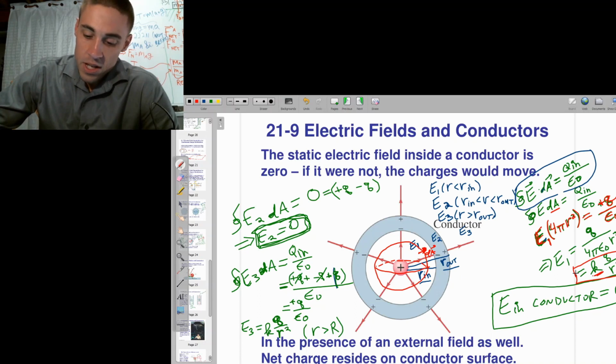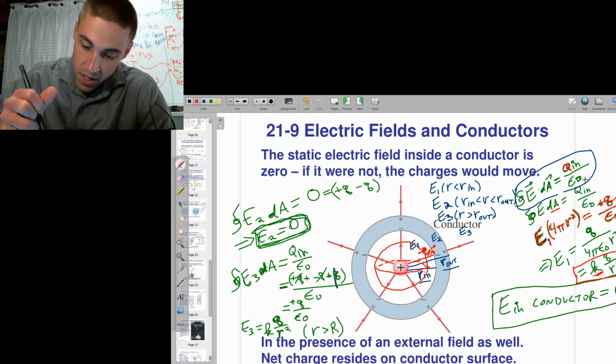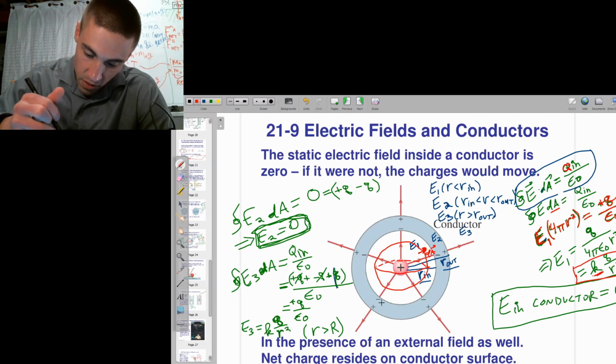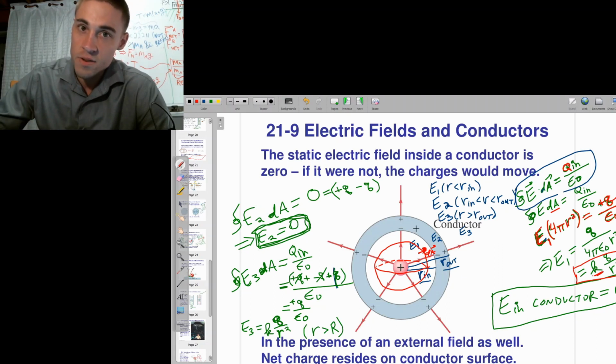But what's different about this is, just note, according to Gauss's law, the electric field only depends on Q inside of the surface. So even though all of this negative charge is going to pile up on the inside of the conductive shell, that's not going to affect the electric field at all. Okay, let's talk about that charge that piles up on the inside of the conductive shell and the outside of the conductive shell.